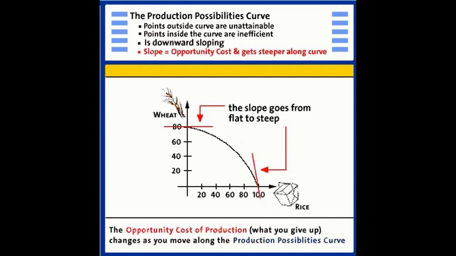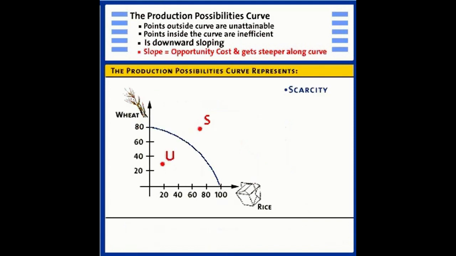So, there you have it. 4 things about economics that you can tell by looking at a production possibilities frontier. First of all, you see that scarcity is a reality. Some combinations of wheat and rice are simply unattainable, given our technology and our resources. Next, notice that there are a lot of inefficient points. There are a lot of combinations of wheat and rice that aren't taking full advantage of the resources and technology that we have.